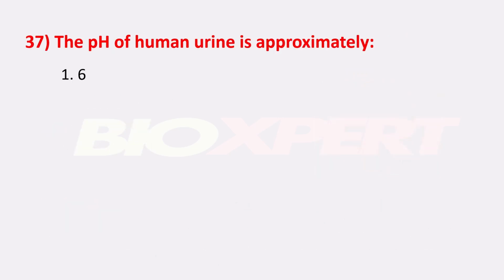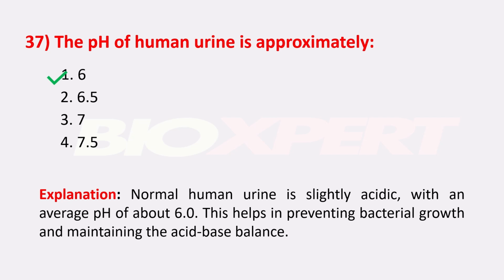The pH of human urine is approximately 6. Normal human urine is slightly acidic, with an average pH of about 6. This helps in preventing bacterial growth and maintaining the acid-base balance.